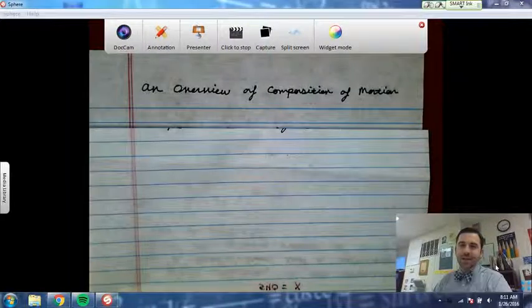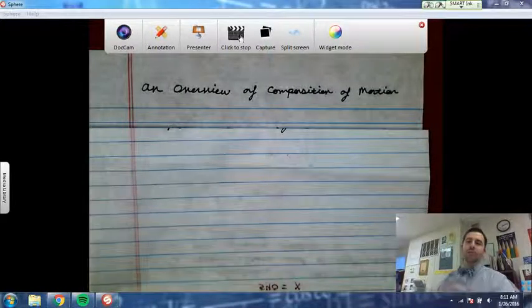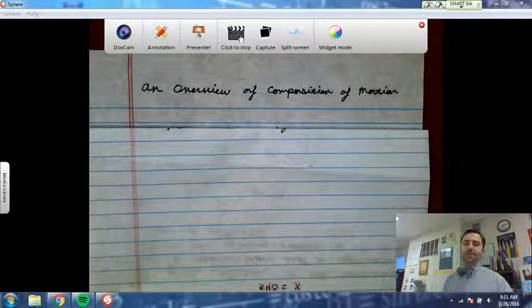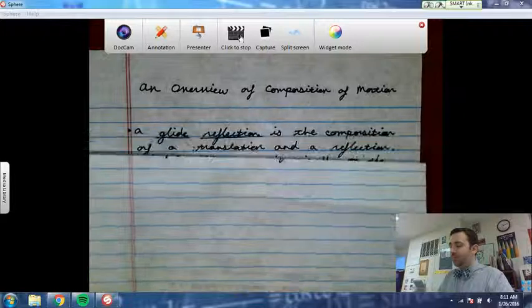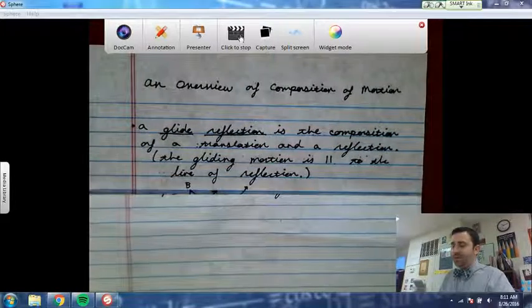Hi. In this video, we're going to talk about an overview of composition of motion. Now, composition of motion is exactly like it sounds. It's taking different motions or transformations that we've talked about and combining them, or composing them, two, three, etc. So the first one we're going to look at is a glide reflection.